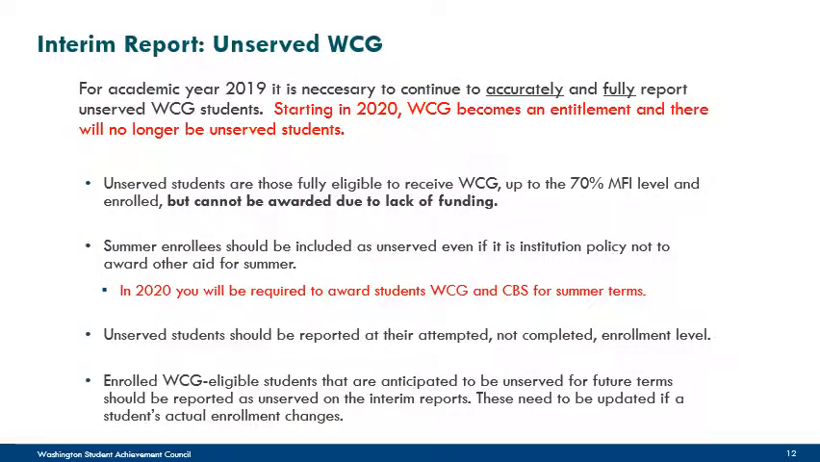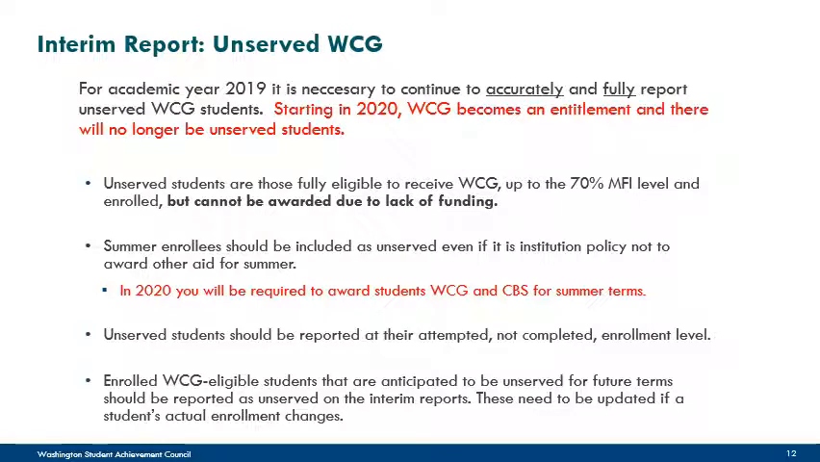Unserved Washington College Grant students. Before I mentioned that college-bound students cannot be reported as unserved because it is an entitlement program, which is also going to be the case starting in 2020 when Washington College Grant becomes an entitlement program. So starting 2020, you will no longer need to worry about the unserved students. However, for academic year 2019, it is still necessary to continue to accurately and fully report unserved WCG students. So we're going to go ahead and go over those.